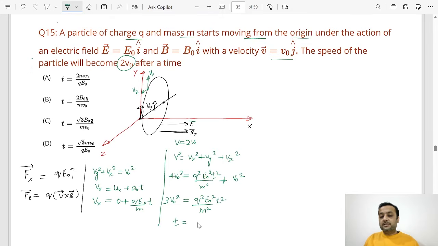That means the value of t is root 3 v naught into m upon q E naught. So option D will be the correct answer for this question. I hope you have understood. All right.